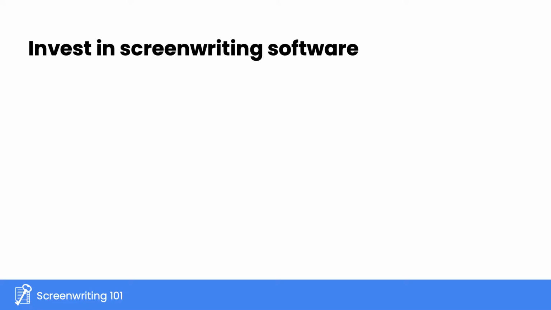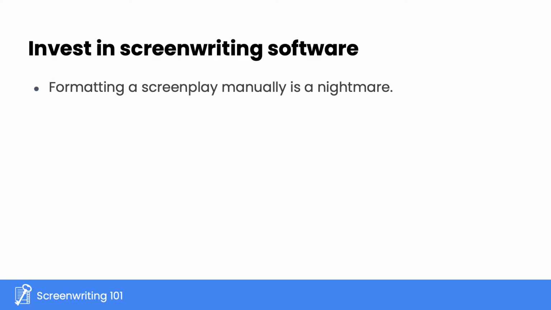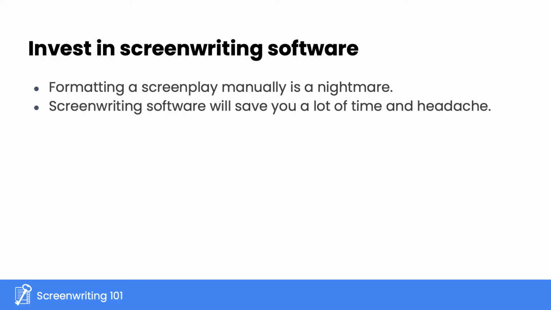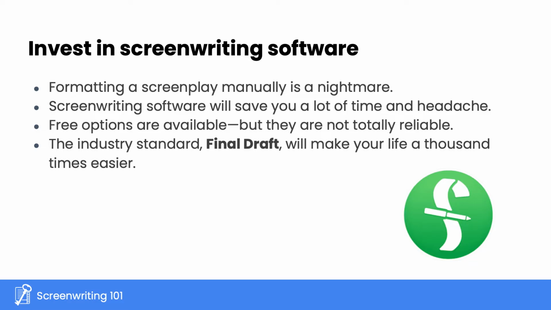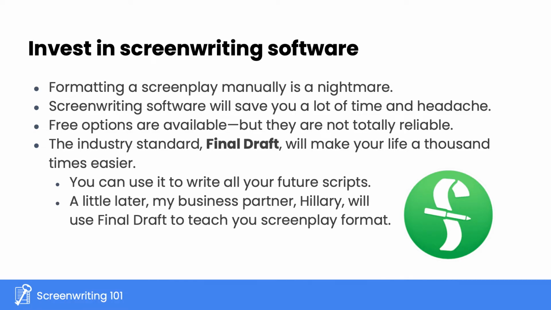First things first, you can write a screenplay in Microsoft Word, but we highly encourage you to buy screenwriting software instead. Formatting a screenplay manually is a nightmare. Screenwriting software will save you a lot of time and headache. There are free options out there, but they are not totally reliable. The industry standard Final Draft will make your life 1,000 times easier, and you can use it to write all your scripts forever. A little later, my business partner, Hillary, will use Final Draft to teach you screenplay format.